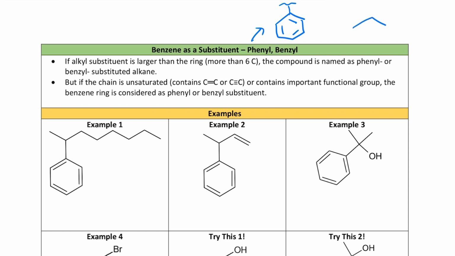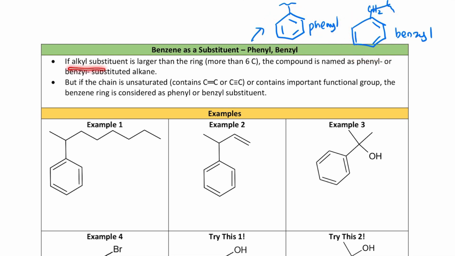Tapi kalau benzyl maksudnya you have benzene ring and then you have CH2. Okay, inilah CH2 tu. Okay, so CH2 dan benzene ring ni, inilah yang kita panggil benzyl. Okay, so ini saja phenyl. Alright, so kalau dia benzene jadi substituent, kita panggil phenyl. Ini kalau the whole thing here jadi substituent, kita panggil benzyl.